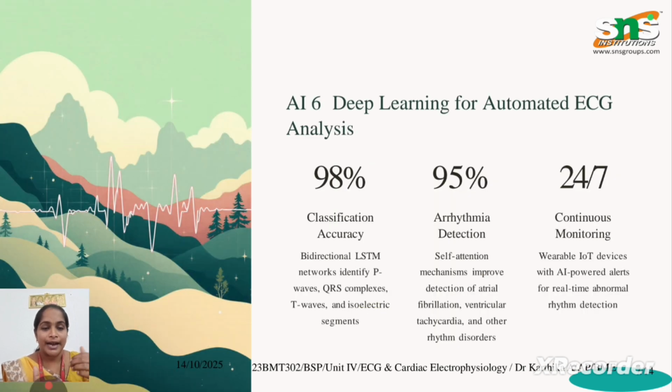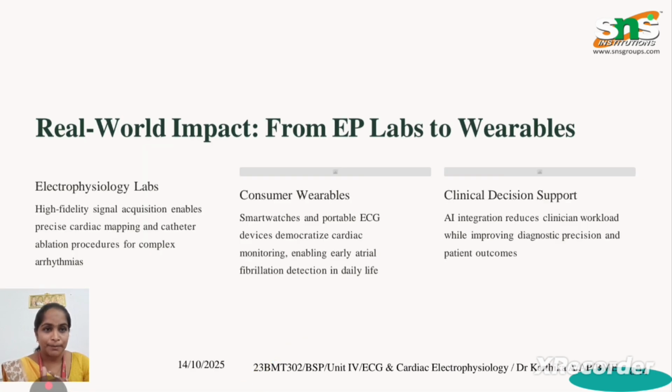See, in our part on deep learning for automated ECG analysis, we have classification accuracy of about 98%, arrhythmia reduction of 95%, and continuous monitoring of 24/7. See our real world impact from EP labs to wearables. Here are electrophysiology labs with high fidelity signal acquisition, which enables precise cardiac mapping, which is converted into consumer wearables like smartwatches and portable ECG devices.